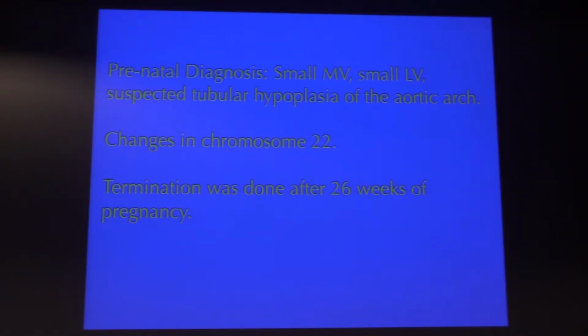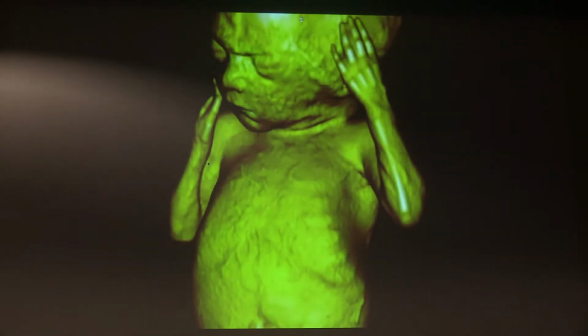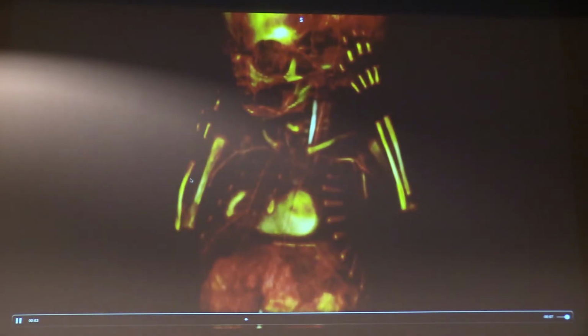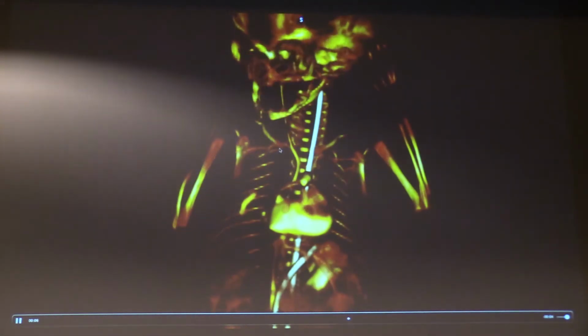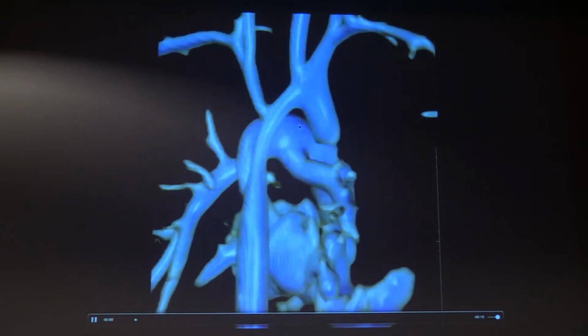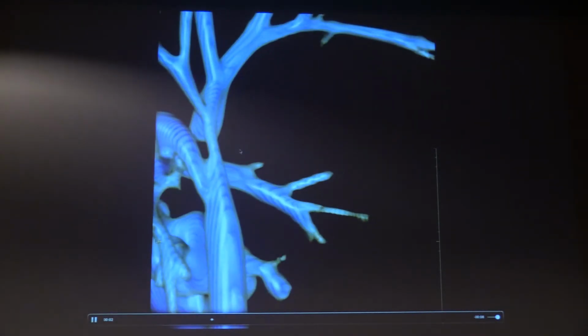Another case of prenatal diagnosis of small mitral valve, small LV, suspected tubular hypoplasia of the aortic arch, change in chromosome 22, termination done after 26 weeks of pregnancy. Here we can see there is a lobster hand. And if we go inside, we see there is an absent radius here. See, this is only the ulna. The radius is missing. And about the heart, you can see this is the ductal arch, and this is the aortic arch, and there is a coarctation here.